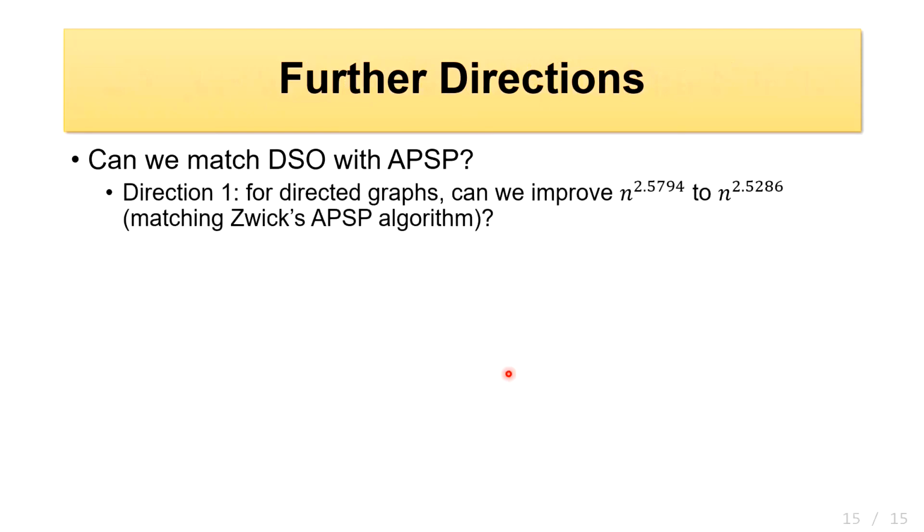Let me conclude the talk by discussing some further directions. The first direction is whether we can match DSO with APSP. For directed graphs, we know how to construct DSO in n^2.5794 time, but the current best time bound for APSP is n^2.5286. So there is a very small gap there. It's roughly n^0.051. But the gap still exists. So one problem is, can we close this gap?